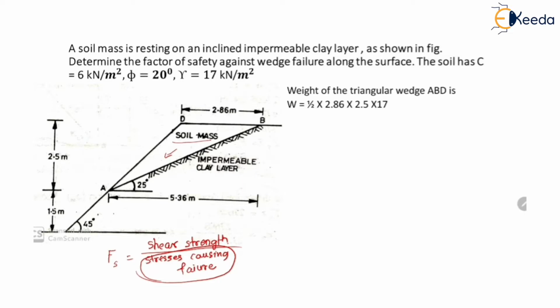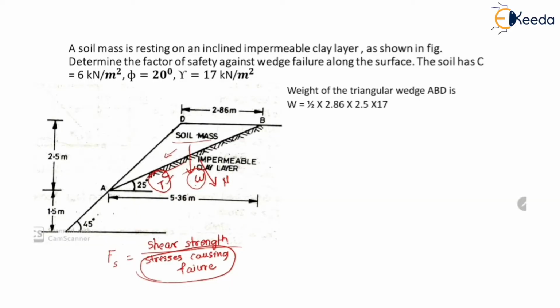So here the weight of this soil mass is acting in downward direction. This weight can be resolved into two components. First is the tangential component and second is the normal component. This tangential component tries to push this soil mass downward, which means this tangential force is trying to cause the failure. So first we will determine the weight of this soil mass, and using this weight we will determine the tangential component of the weight.